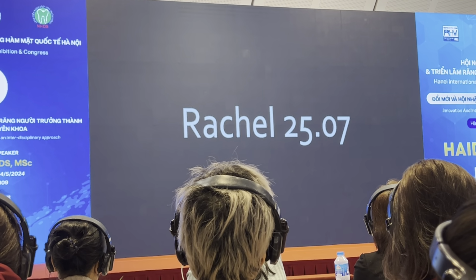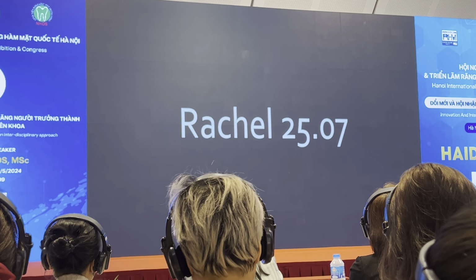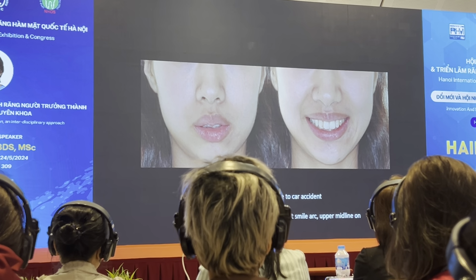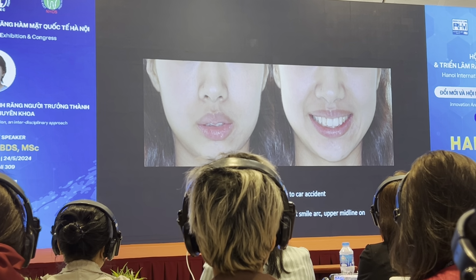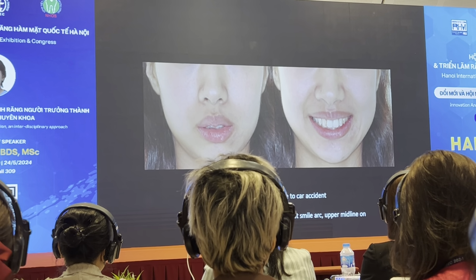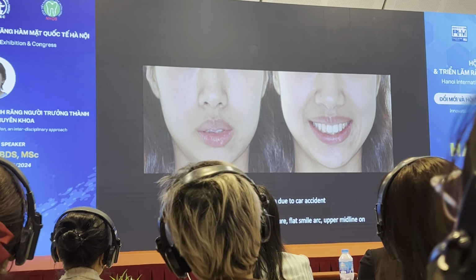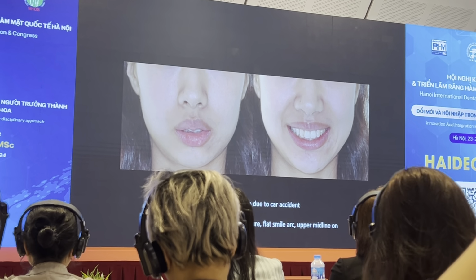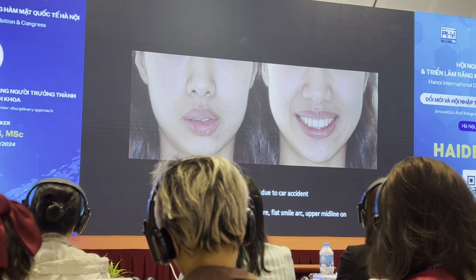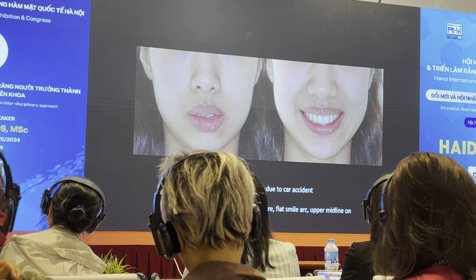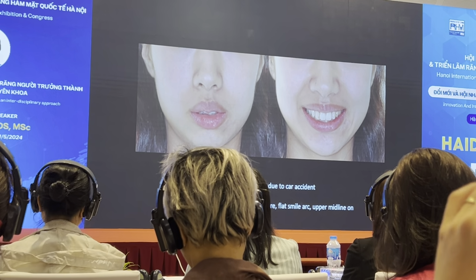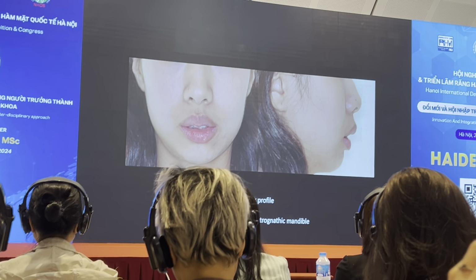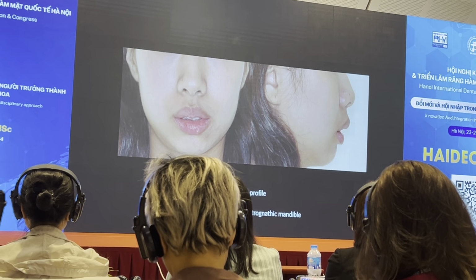So Rachel was 26 years old when treatment was started. This lady had a very severe car accident when she was young. It caused scars on her lips and limited range of hand movements. She had competent lips and normal incisor exposure at rest and during smile. At rest and smile, upper dental midline coincided with her facial midline. She had maxillary protrusion, retrognathic mandible, and convex profile.